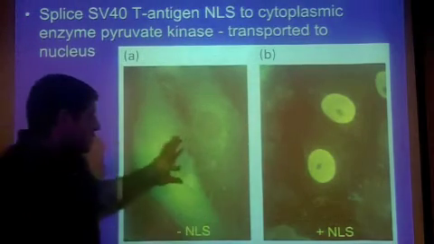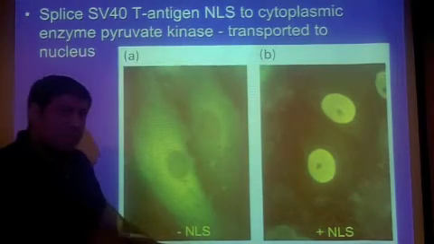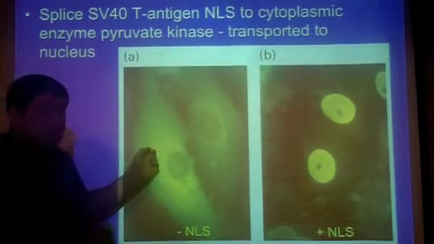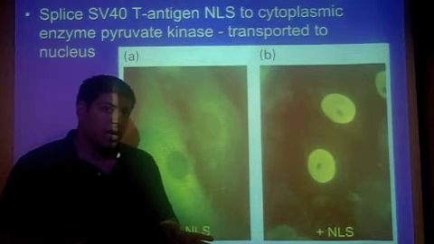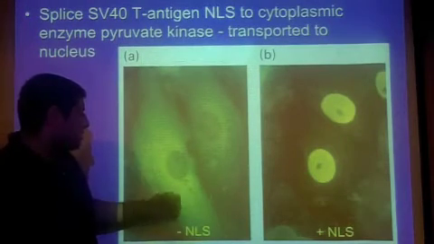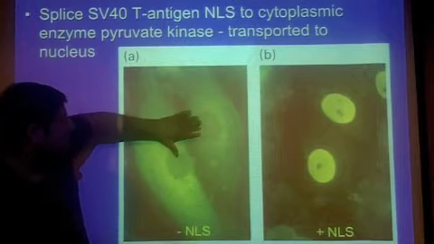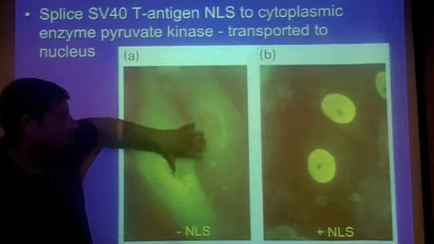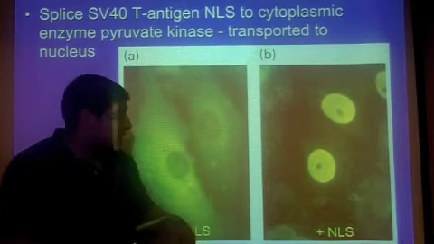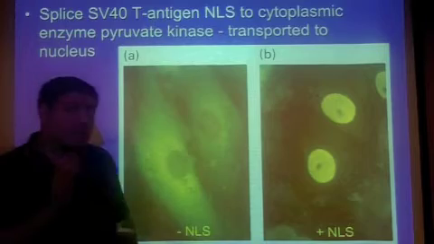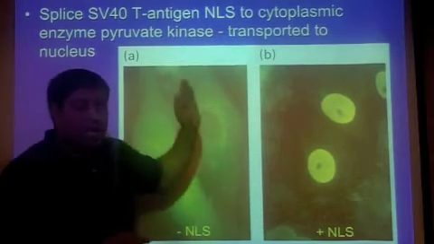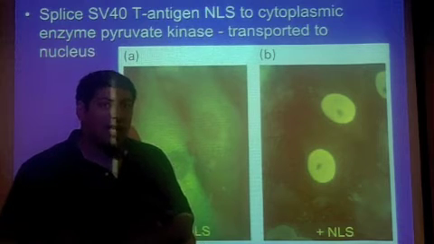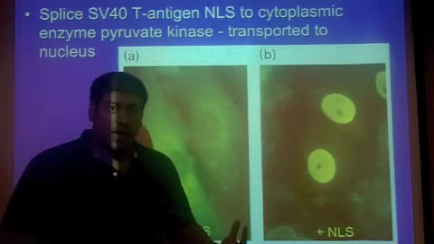So normally, in this first slide here, minus NLS, what we are seeing is that out here in this greenish yellow is where the pyruvate kinase is normally located. It's out here in the cytoplasm. The darker area here in the middle, this is the nucleus. And as you can see, it's kind of light and dark because it's not full. There's nothing inside here, okay? But now the objective is to take the NLS from the SV40T antigen protein, cut it off of that, and put it onto the pyruvate kinase.